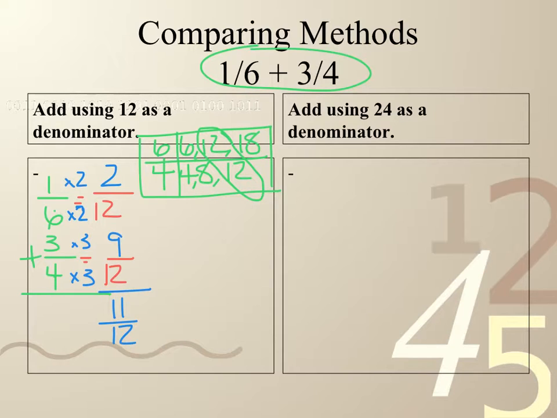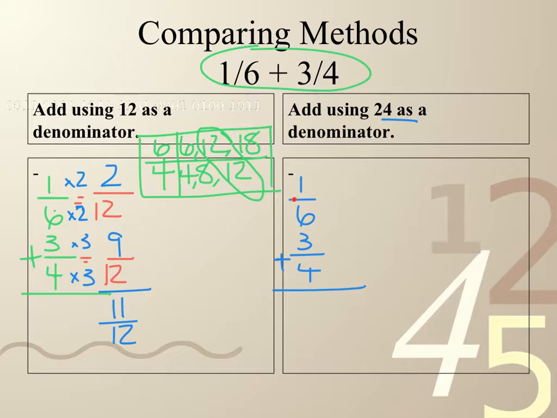Let's look at using 24 as a denominator. I've got the same fractions, 1/6 plus 3/4. Let's say I went straight to the product of the denominators because it's easy to figure out what that is. The denominators are 6 and 4.